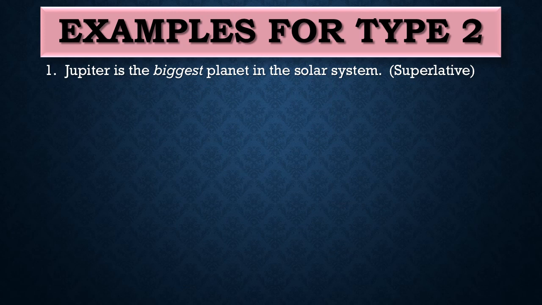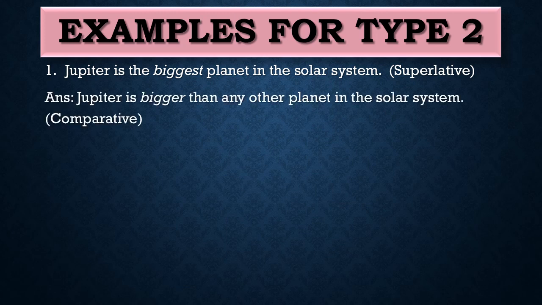The subject is Jupiter. Then change the superlative adjective to comparative adjective, that is bigger. Then add than any other. And then the particular noun, that is planet, and the set, that is solar system. So the answer in the comparative degree will be: Jupiter is bigger than any other planet in the solar system.